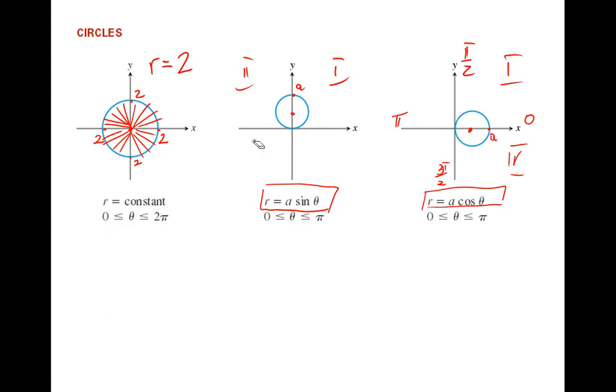Sine at 0 and at 180 is 0, so we will never have any intersection on the x-axis if sine is involved. It depends if it's shifted, maybe, but in this case. Okay, that's the circles. Let me move one slide above.